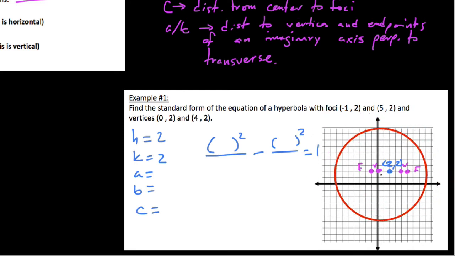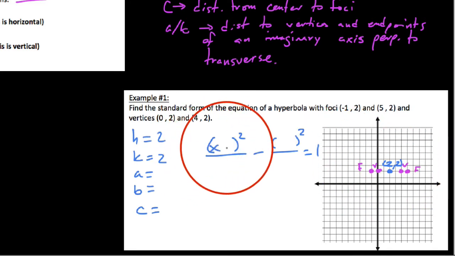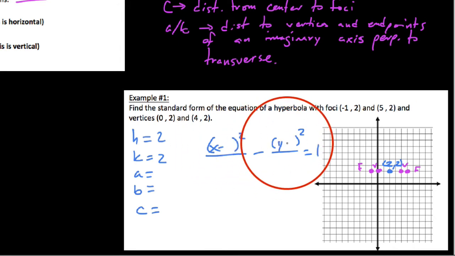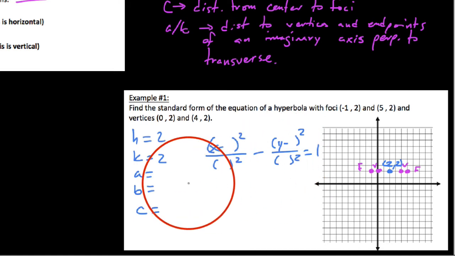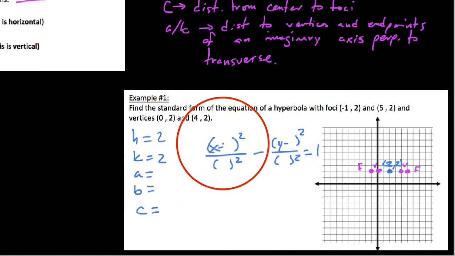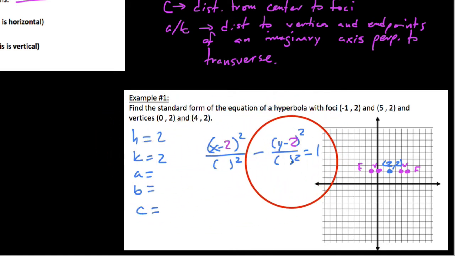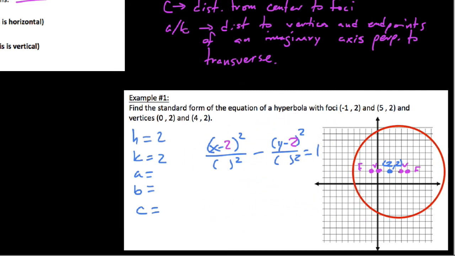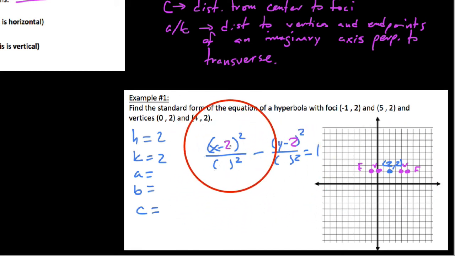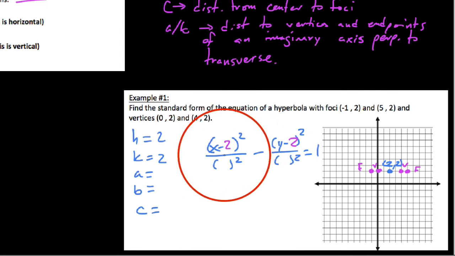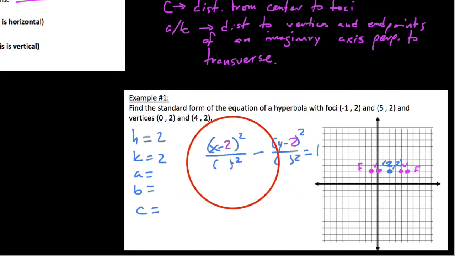I know that since our transverse axis runs horizontally, our x value must be the value that comes first here. So all we're going to do is plug in these values that we need to know, starting with h and k: we can put in a 2 and a 2. We just need to know a and b. a is the distance from the center. In this case, this is a and this is b, but a being underneath the x term means it's the displacement in the x direction to get to, say, the vertices.